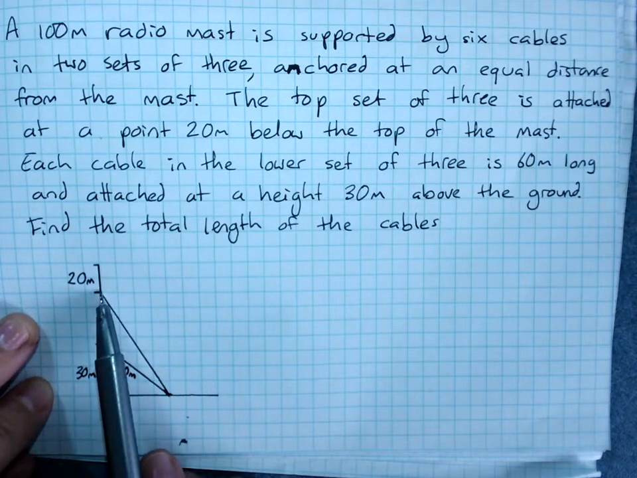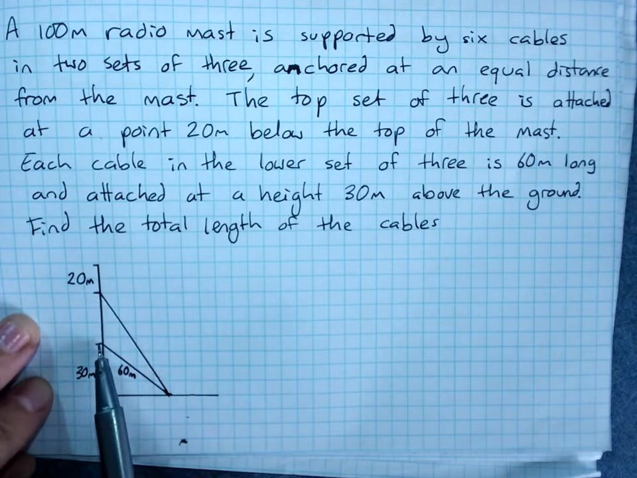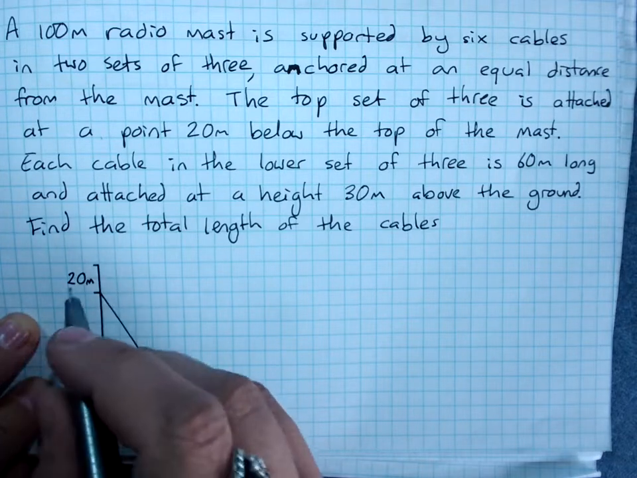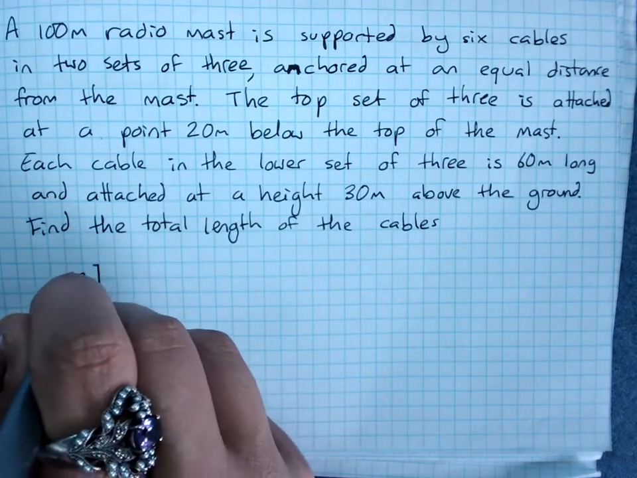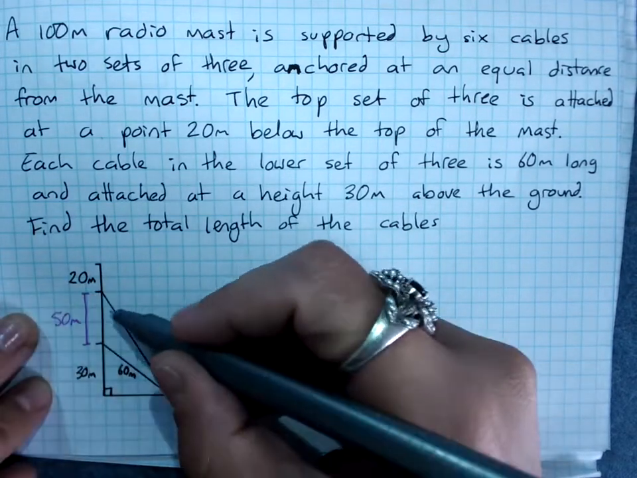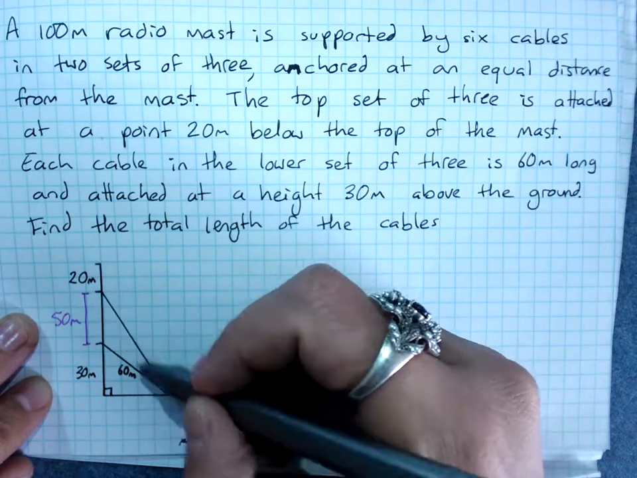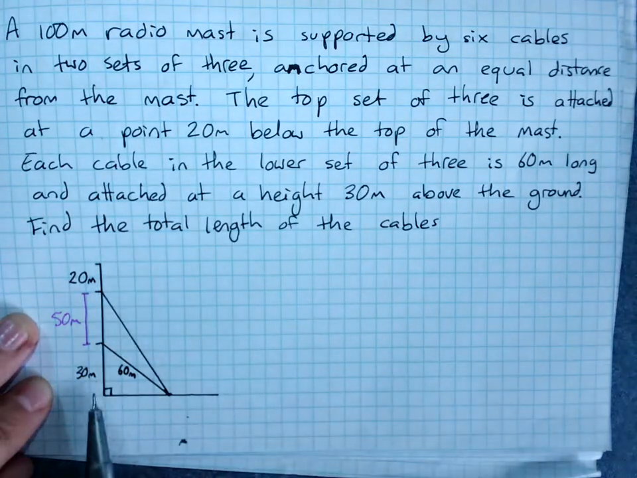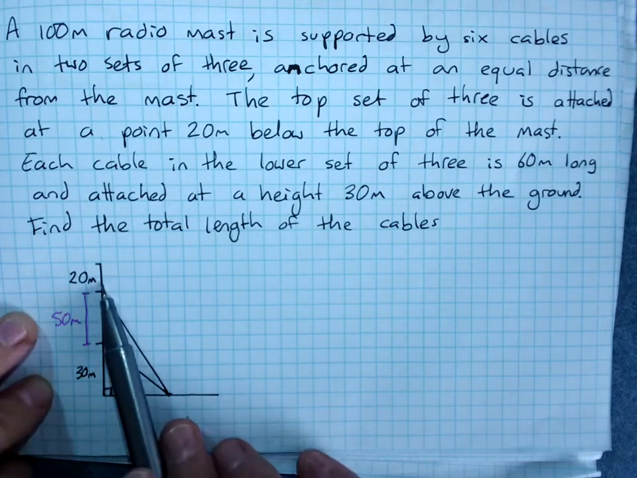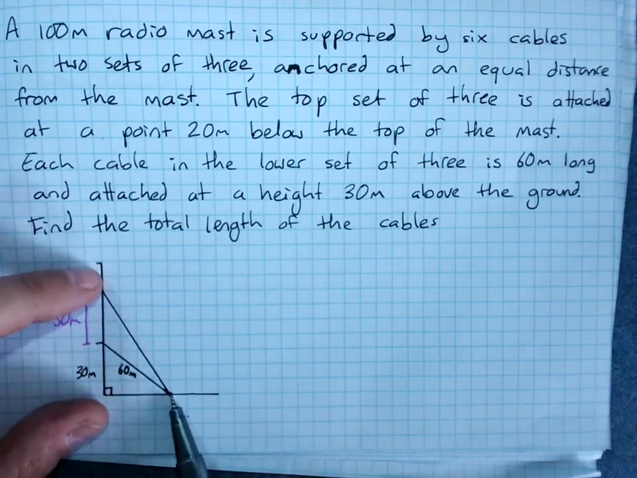I do not think I'll use this triangle. Yes, I know this distance. This is a 100-meter radio mast, so okay, this distance in here has to be 50 meters. But this is not a right-angled triangle. This is, and this is. To find this length, you will need to be using this larger triangle.